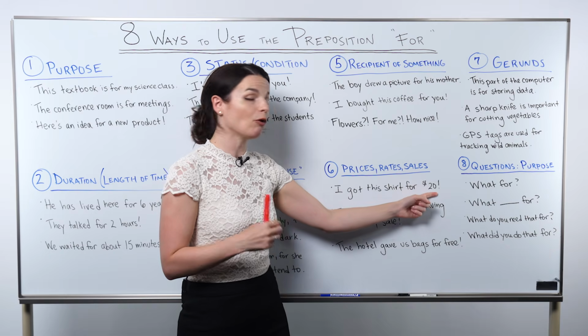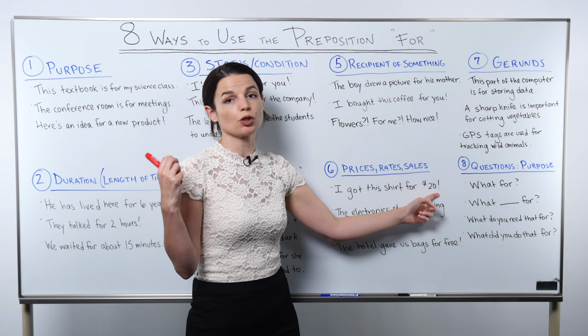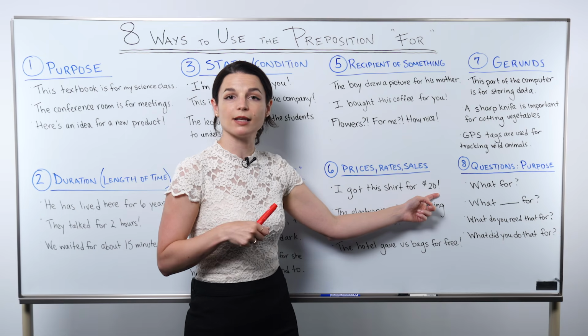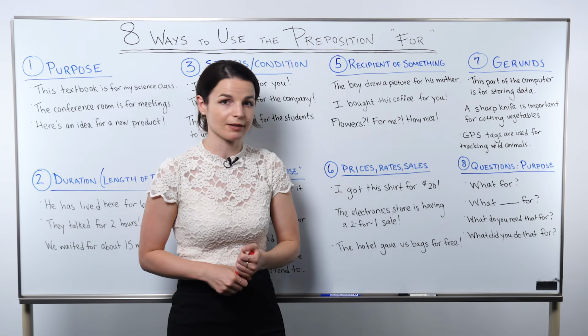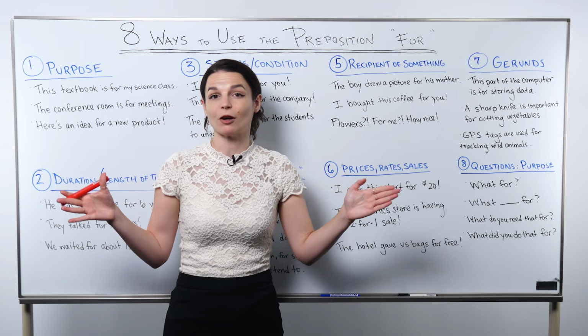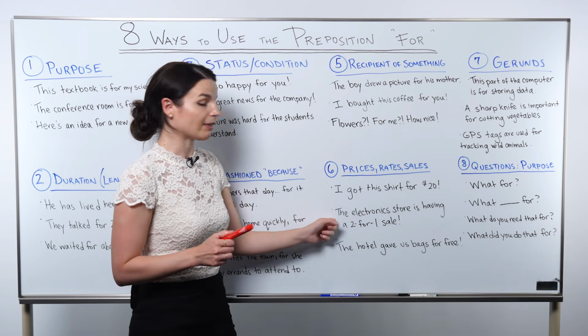For is before the price of the item. In this case, I got this shirt for $20. Another way to say this is, I bought this shirt and the price was $20. But for $20 is a very quick and short way to say it, yeah? Okay, let's look at the next example.